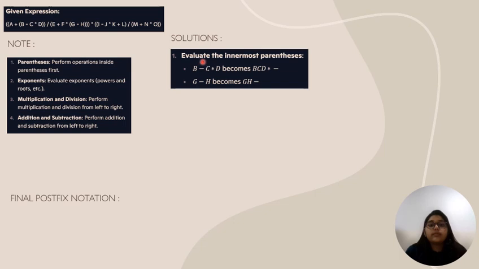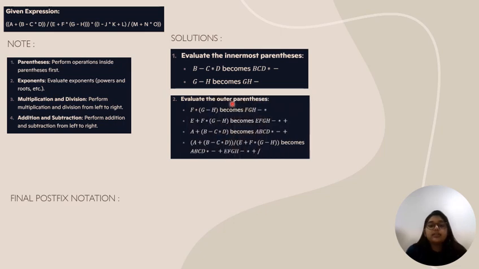Firstly, we would want to evaluate the innermost parentheses, the ones innermost inside the brackets, such as b minus c multiplied by d, which is right here, as you can see. And your answer, when writing in postfix notation, all the operands will be on one side and all the operations will be on the other side. Then next, once you've solved the innermost parenthesis, we'll move on to the outer parenthesis.